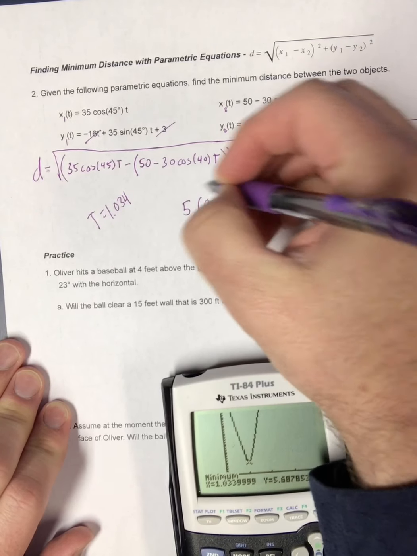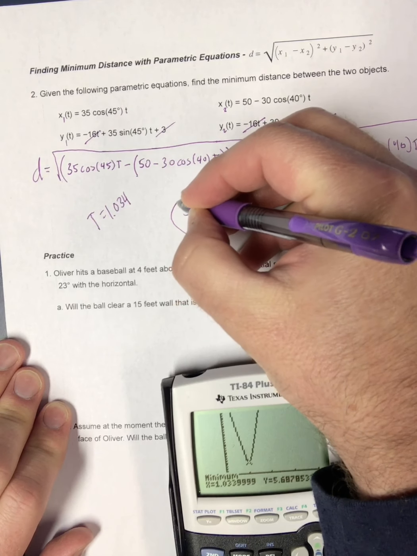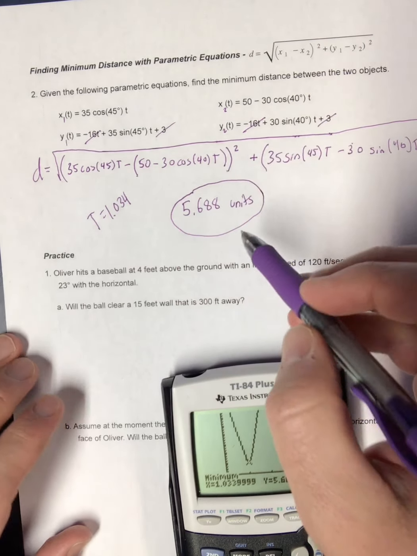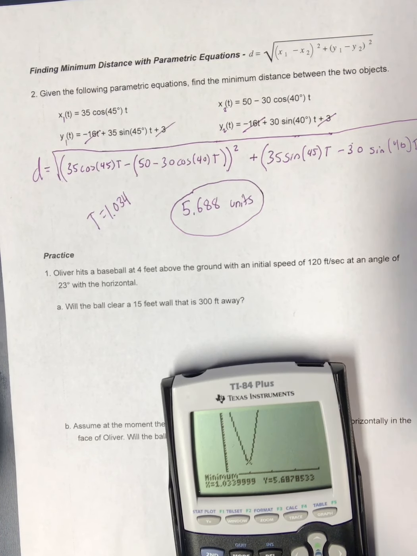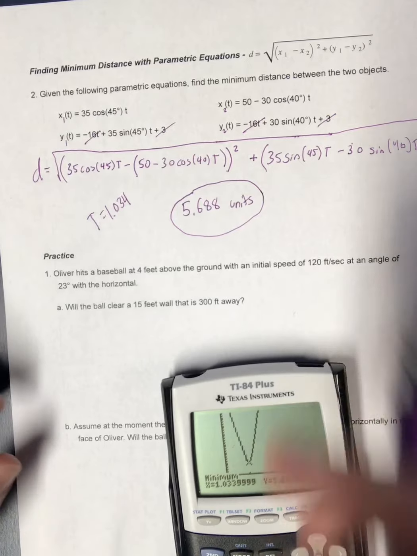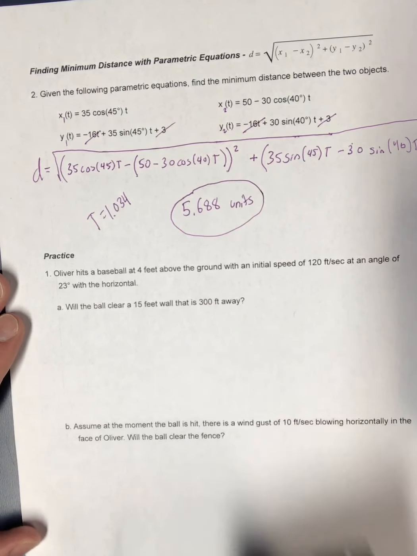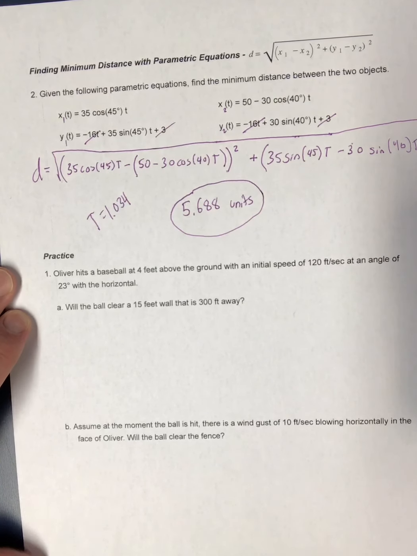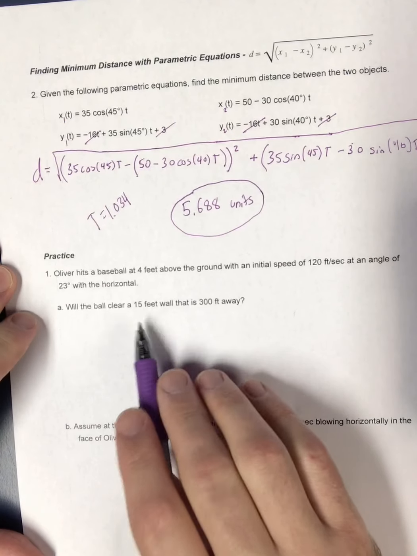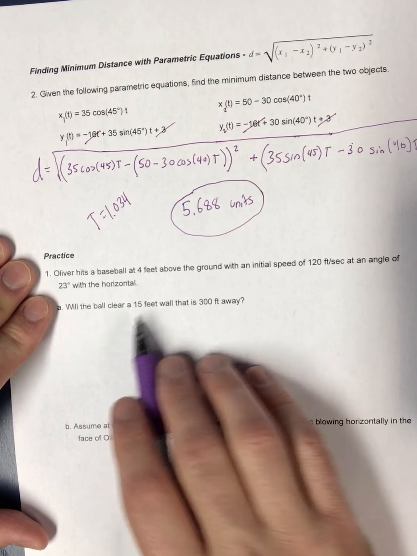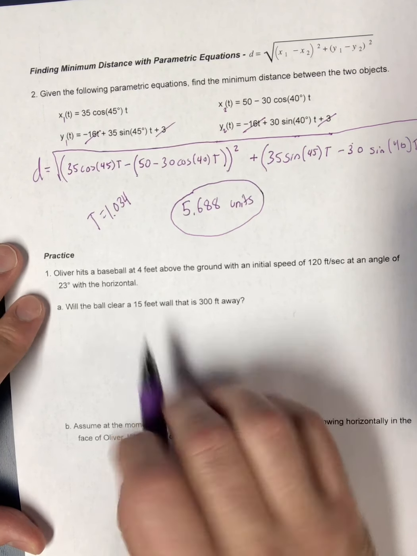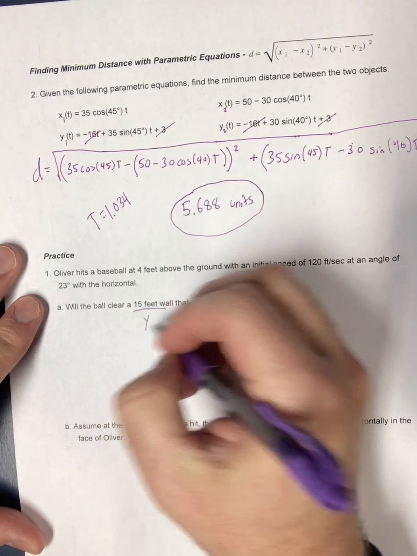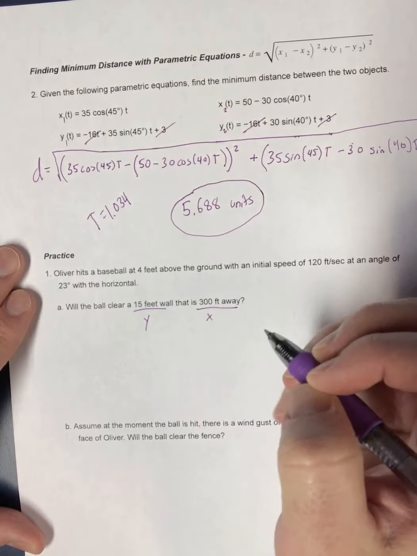So if this had been a problem where two people were throwing a ball to each other, this would have been 5.68 feet is the closest the balls come over the time. Okay, let's go to this next one right here. It's a slight complication with the second problem. So will a ball clear a 15 feet wall that is 300 feet away? So a 15 feet wall, that is a y value, 300 feet away is an x value.